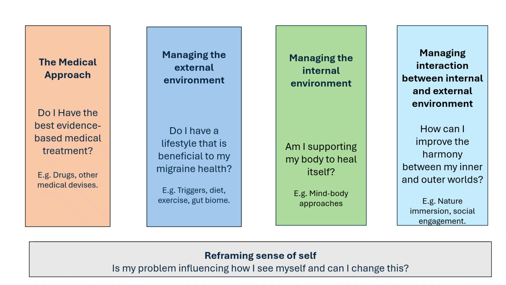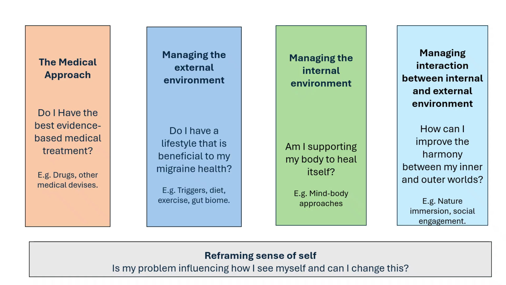And the 4 columns are the medical approach. Do I have the best evidence-based medical treatment? Is my external environment optimal, beneficial to my migraine health? Am I supporting my body to heal itself? This is all about managing the internal environment, mind-body approaches, breathing approaches, other complementary approaches. And finally, managing the interaction between internal and external environment. How can I improve the harmony between my inner and outer worlds? Interesting to note that one of the ancient Chinese perspectives on health, they defined health as a dynamic harmony of inner and outer worlds. So that pushes out the boundaries a little bit.